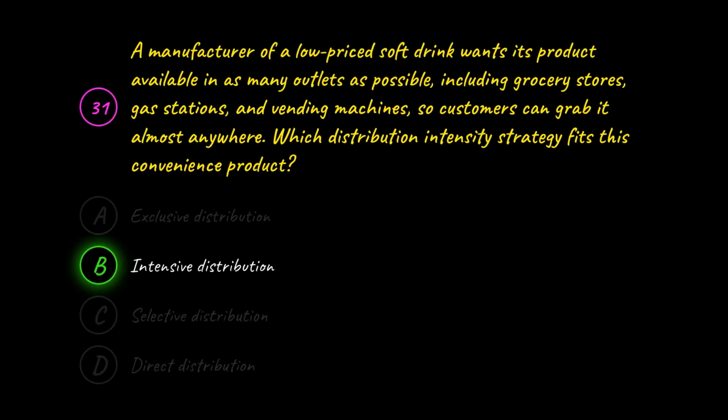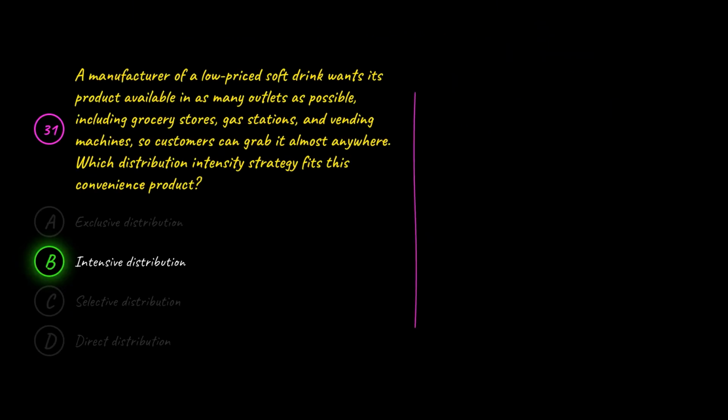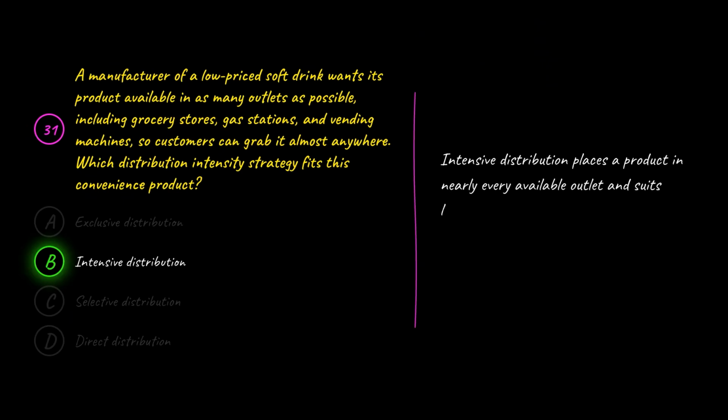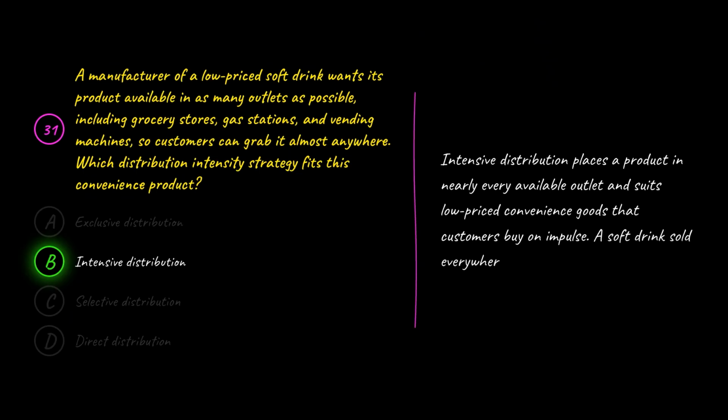The correct answer is B. Intensive distribution. B is correct because intensive distribution places a product in nearly every available outlet and suits low-price convenience goods that customers buy on impulse. A soft drink sold everywhere from gas stations to vending machines is the textbook use of intensive distribution.